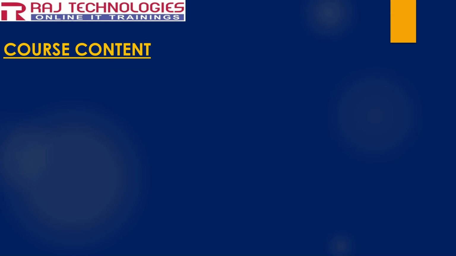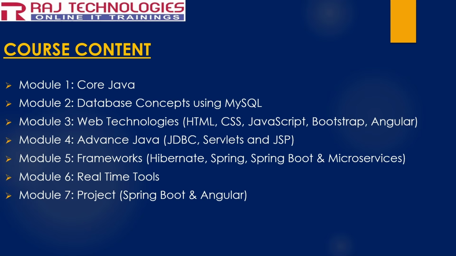And the course content, we have divided this course in the form of modules. Like in module 1, we discuss core Java. Module 2, we go with the database concepts using MySQL database. Module 3, we discuss web technologies. Module 4, advanced Java. Module 5, frameworks like Hibernate, Spring Boot, Microservices. And module 6, we discuss real-time tools. And module 7, we go with the project. And the project we develop by using Spring Boot and Angular. That is, the backend we develop using Spring Boot and the front end we develop using Angular. And we are going to make use of the MySQL database.